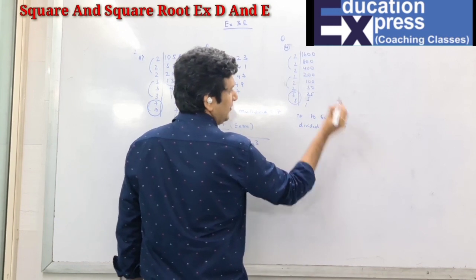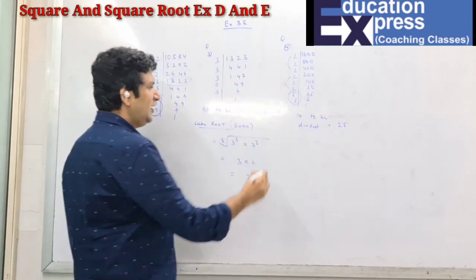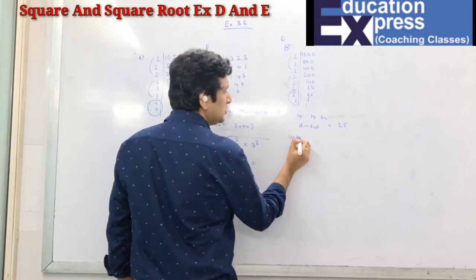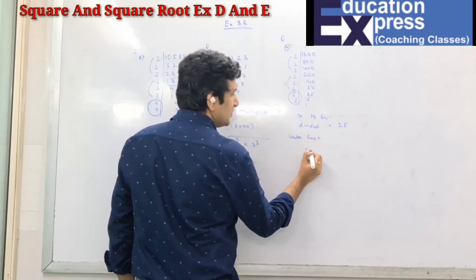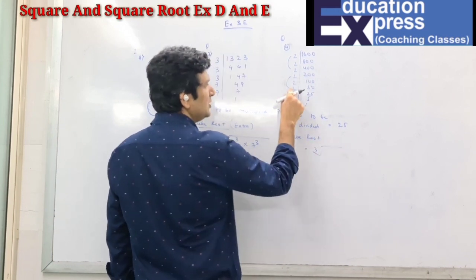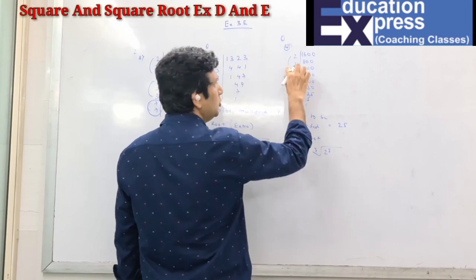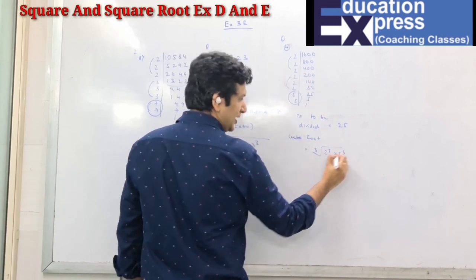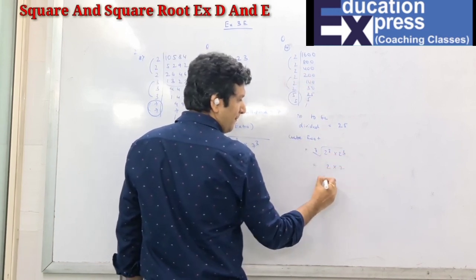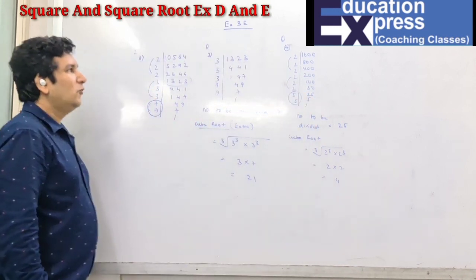is 25. And in the same way, if they asked me the cube root, then I would have removed this. So the answer would have been only 2 cube into 2 cube. After division, the answer would have been 4.